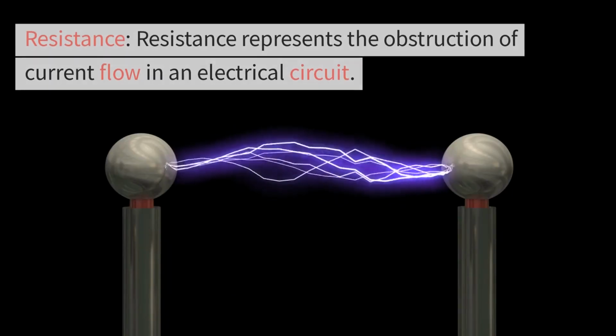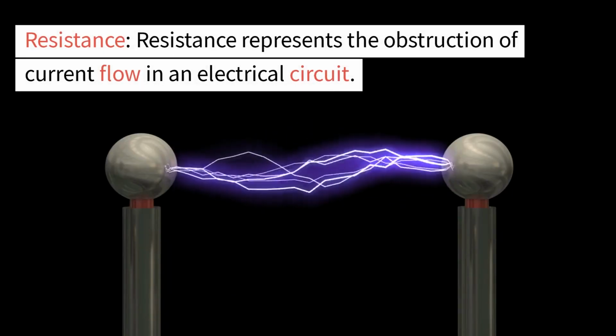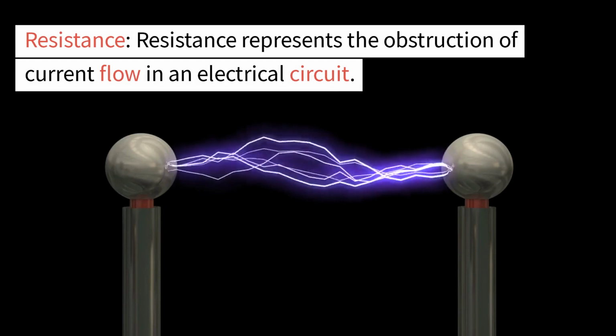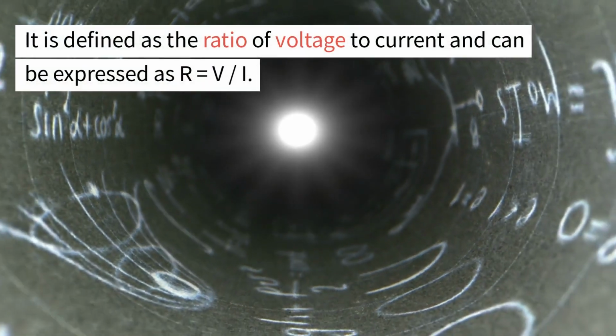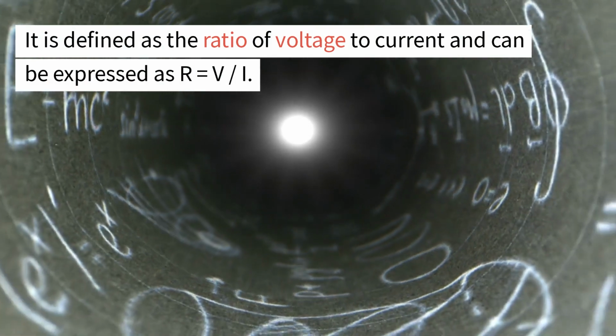2. Resistance. Resistance represents the obstruction of current flow in an electrical circuit. It is defined as the ratio of voltage to current and can be expressed as R equals V over I.